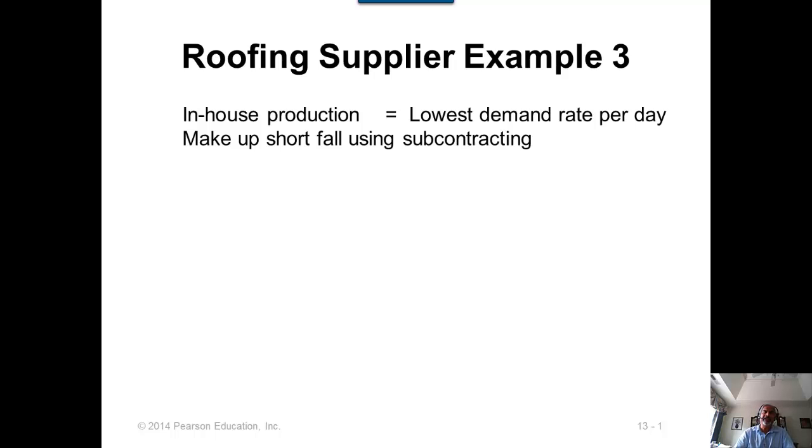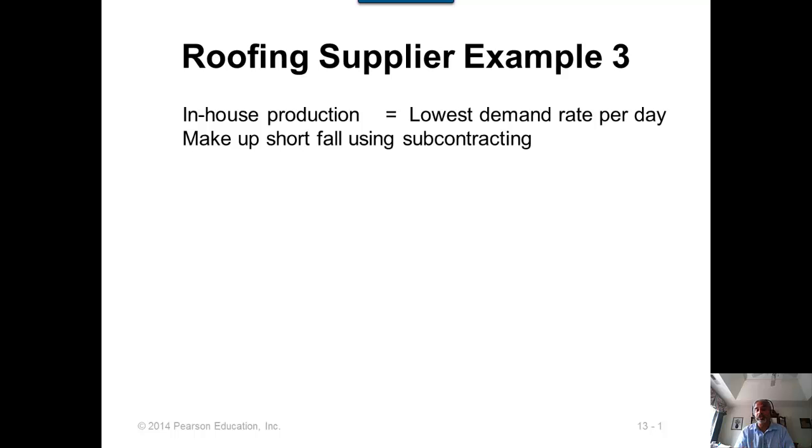So suppose we want to set the production level to equal the lowest demand rate per day. That way you will never have idle time, because at the very least you have to produce that amount. Now anything over that, let's assume that we're going to do subcontracting. So we'll maintain a level workforce at the lowest possible demand rate, and then anything over that would be subcontracted.